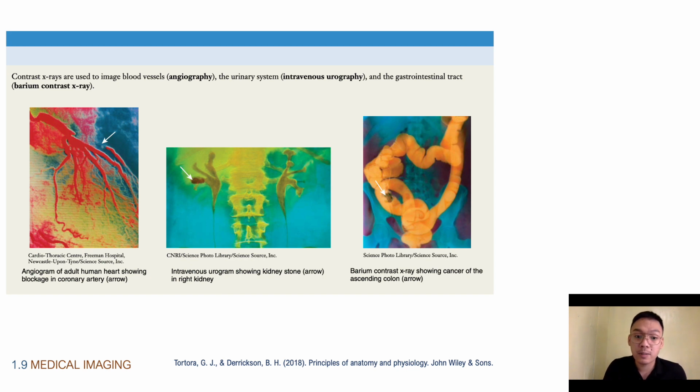Again, your kidney stones are formed by oxalate crystals which are stuck in your kidney, and it causes your blood to increase its acidity. Okay, raising uric acid levels, and there are a lot of causes that lead to the formation of your kidney stones. Barium contrast x-ray showing a cancer of the ascending colon. Cancer here.